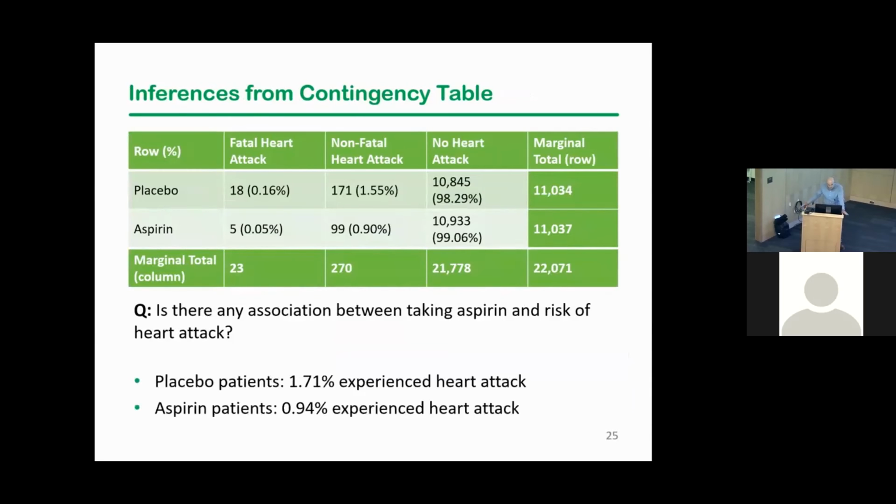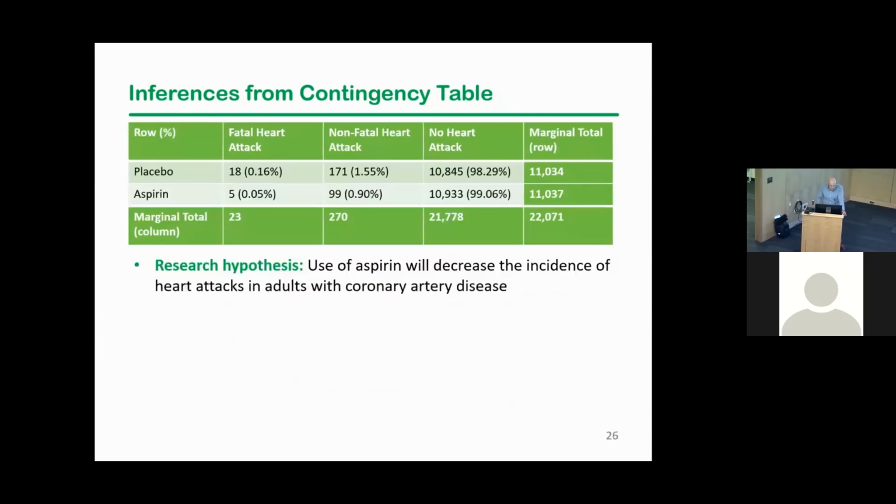What I would do first is just calculate the simple summary statistics. If you collapse the fatal and non-fatal heart attack groups, because they're both pretty rare, we can see that in placebo patients, almost 2%, 1.7%, experienced some heart attack, and in aspirin patients, less than 1% experienced heart attack. So is this difference meaningful? Is it significant? These are all questions that we get asked pretty frequently as statisticians.